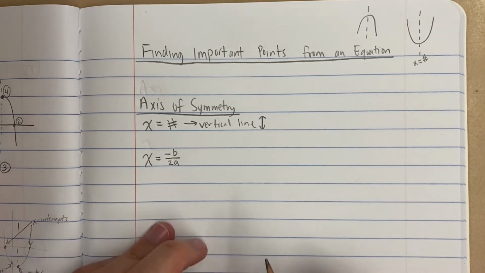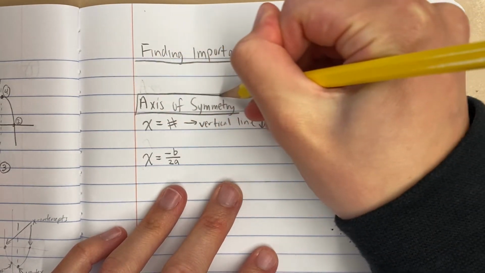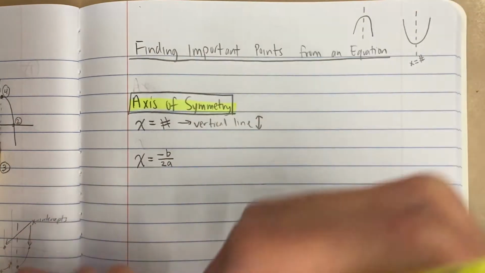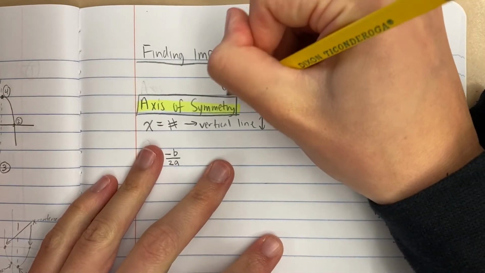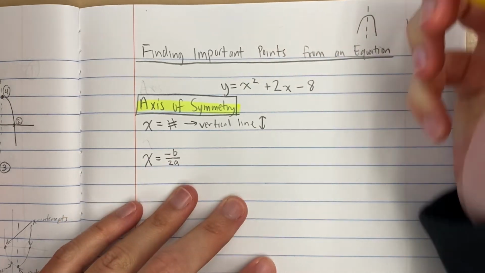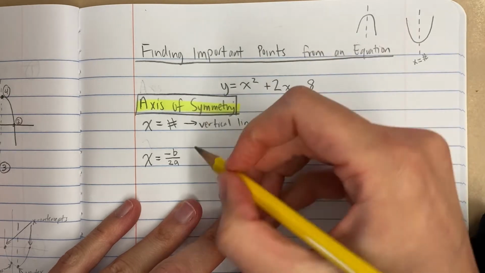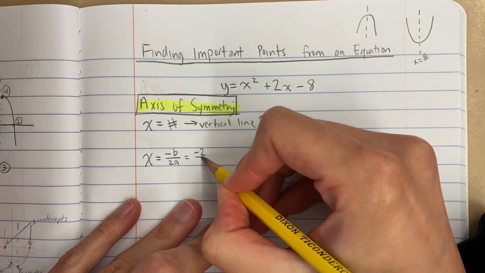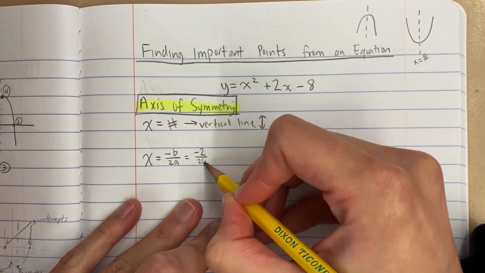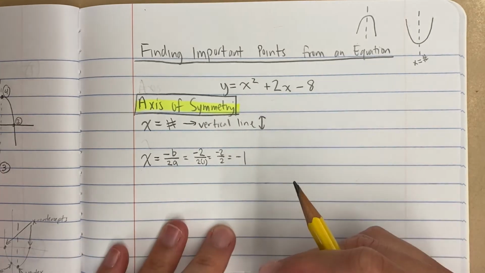Negative b over 2a. Okay, so here is the example that I am going to do, where I'm going to find all the important points. I'm going to separate out each one, so axis of symmetry is here. So negative b over 2a: my b value here is 2, so negative b is negative 2, over 2a. My a value here is 1, so that'd be 2 times 1. So this is negative 2 over 2, which is negative 1.